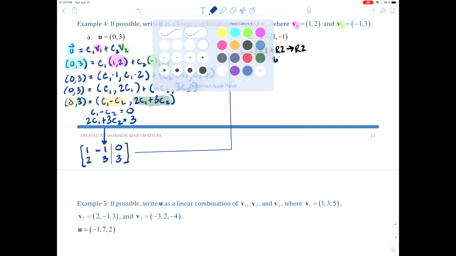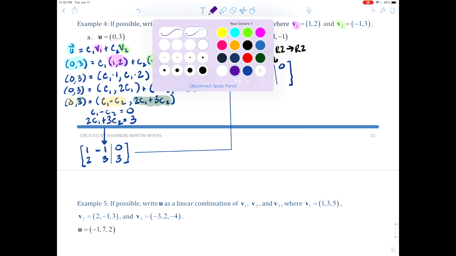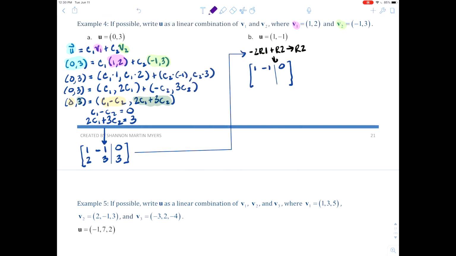And so we'll rewrite the first row unchanged, and then we'll write in our new second row. So we'd have -2 plus 2 is 0, and then 2 plus 3 is 5, and then 0 plus 3 is 3. This is equivalent to the system c1 minus c2 equals 0, and 5c2 is equal to 3.